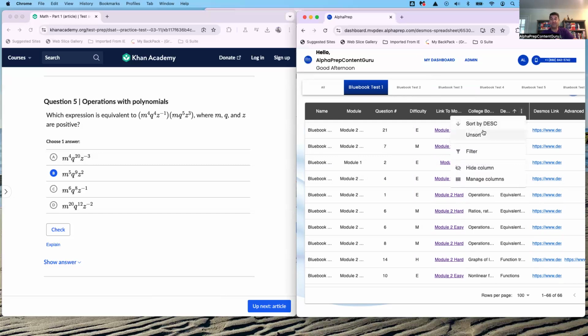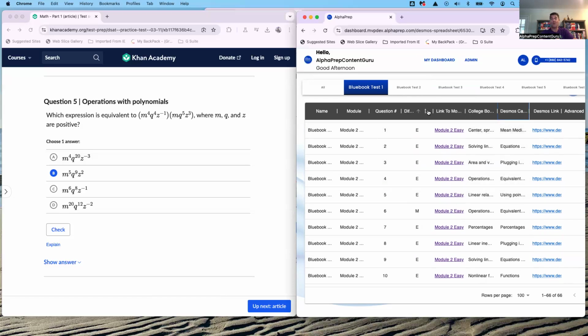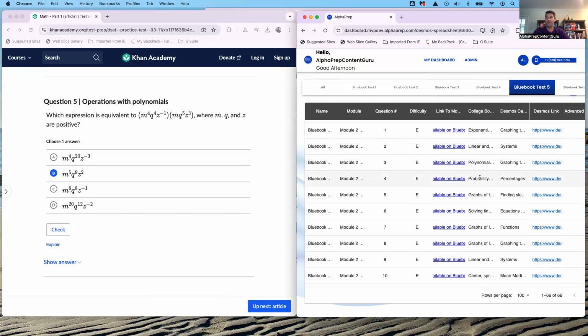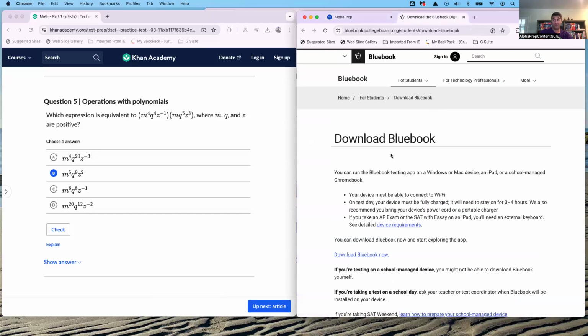So I'm going to go ahead and unsort this for a second. We put in test 5 and 6. We did everything, but notice something interesting. If you go to link to the module, you'll see that it says available on Blue Book, because you can go to Blue Book and you can actually get into the test itself.